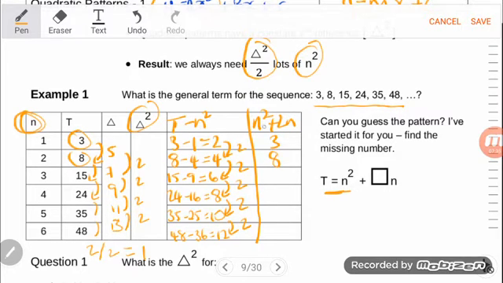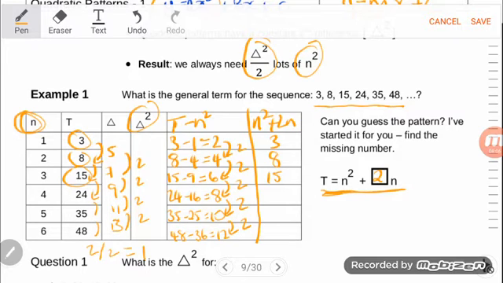When n is 3, n squared is 9, plus 2 times 3 is 6. So 9 plus 6 is 15. Does that match our t? Yes. So that means we need 2n in here, and that is exactly it. We don't need to have anything else. So our full general term, or our equation, is t is equal to n squared plus 2n.